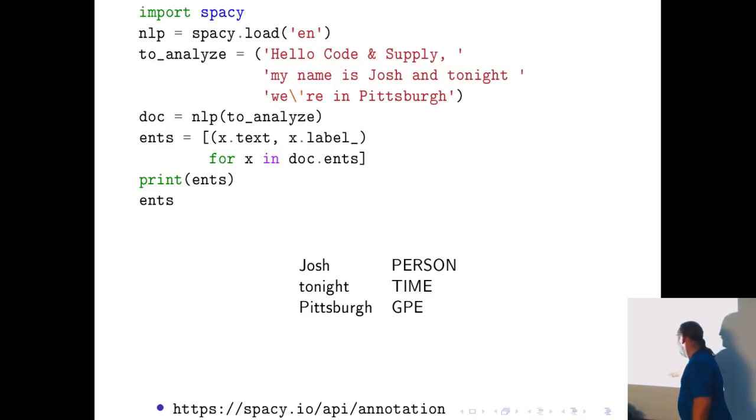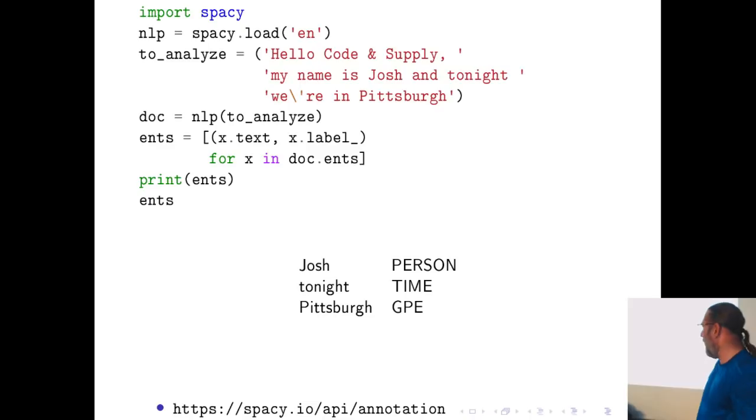And there's also GPE. What in the world is a GPE? The good news is it's going to process the entities and give them to you. The bad news is you have to look at this URL here to find out what exactly those annotations are. Those are the ones that are built in. GPE is a geopolitical entity, I think. Pittsburgh's probably a city.